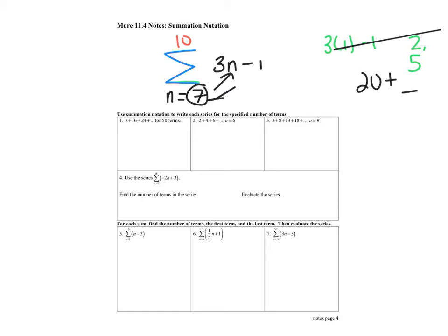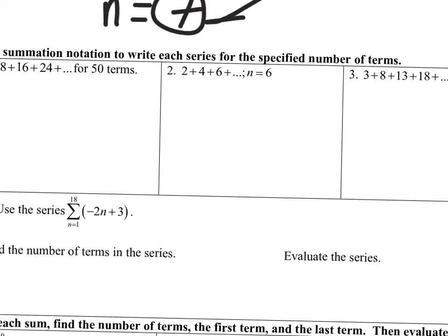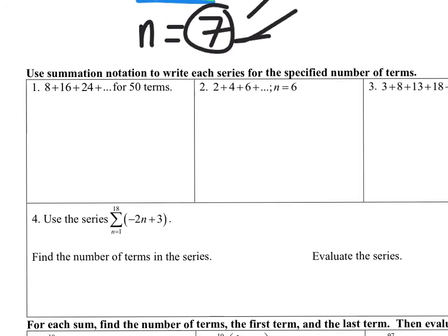So I'm going to do a few examples of how I would write using this notation. Number 1, use summation notation. I make a sigma, and it's for the first 50 terms. So I always start at 1 and go to 50. Then, using this pattern over here, I look at this sequence. This is an arithmetic sequence. It's going up by 8.